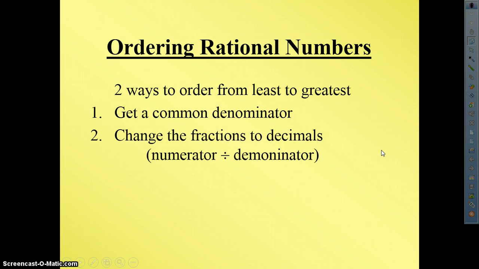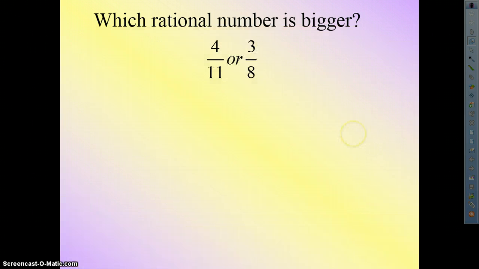When we order rational numbers, or put them in order from least to greatest, we can get a common denominator between the two and compare their numerators, or we can change fractions to decimals by dividing them. So we want to decide which rational number is bigger, 4/11ths or 3/8.